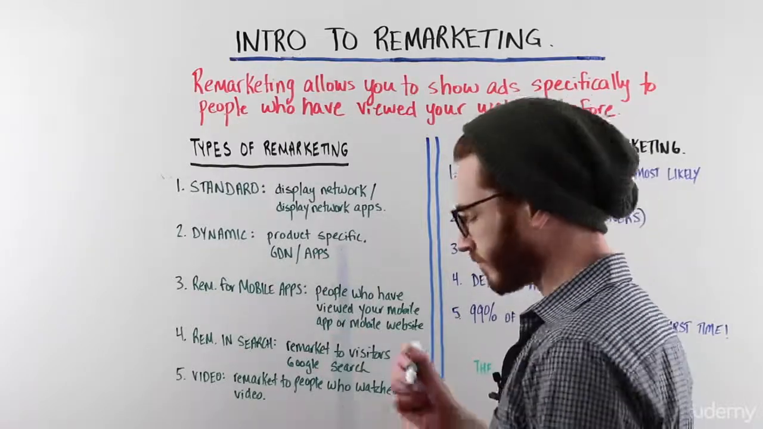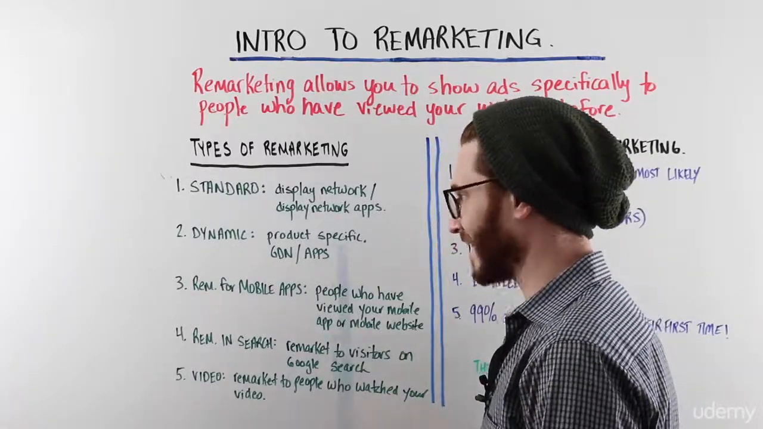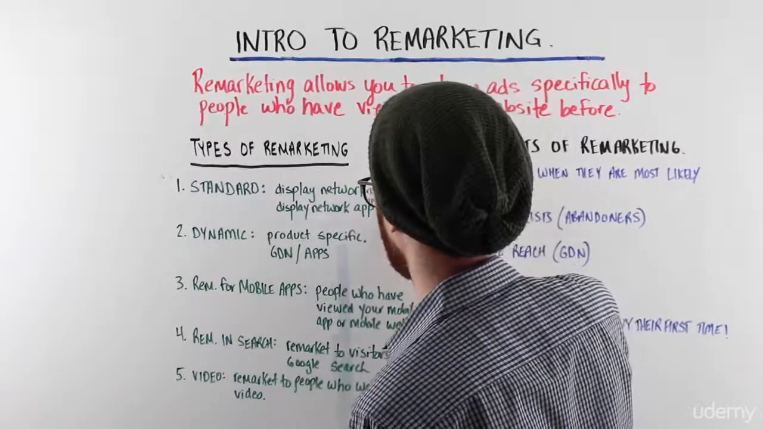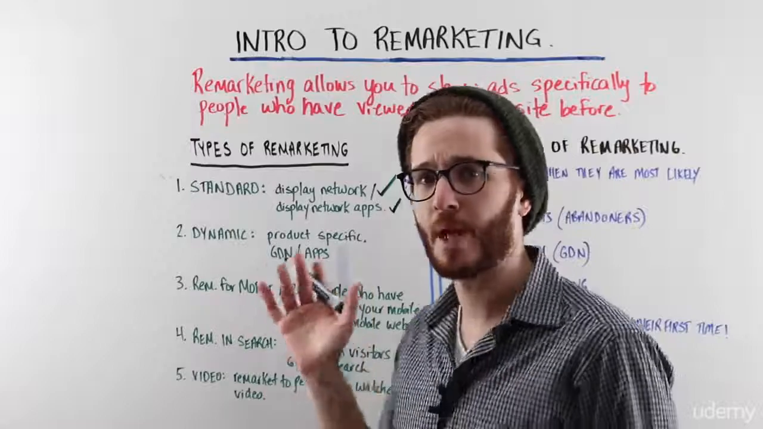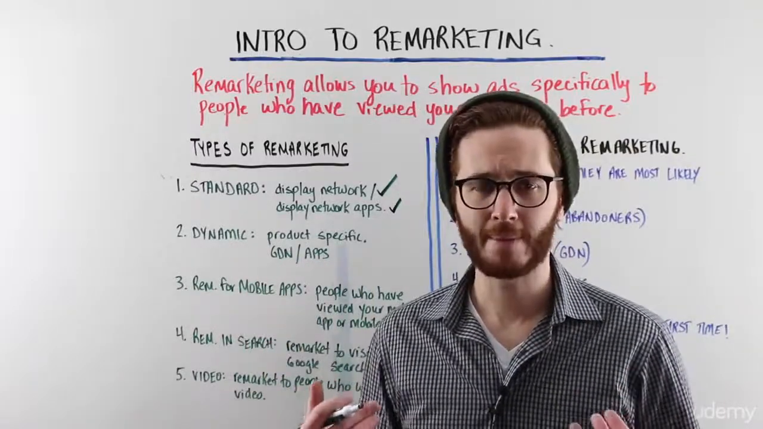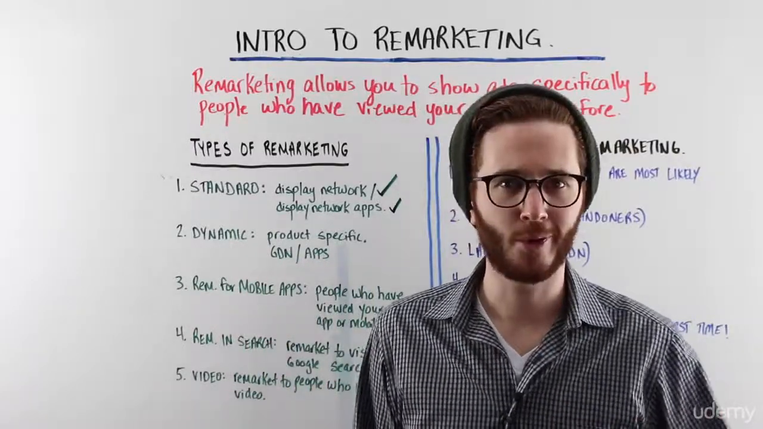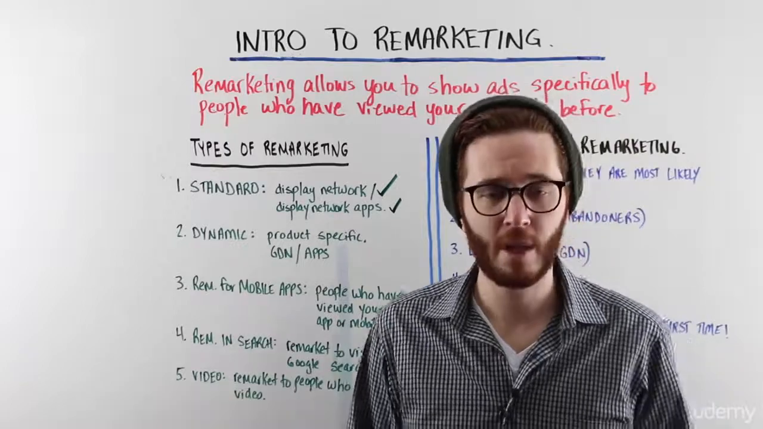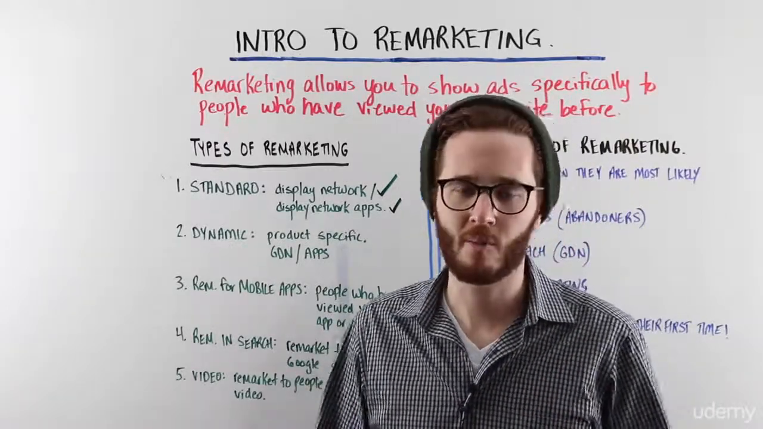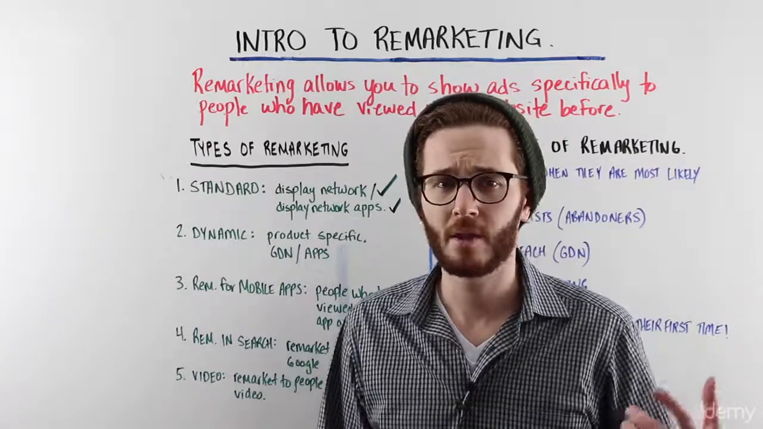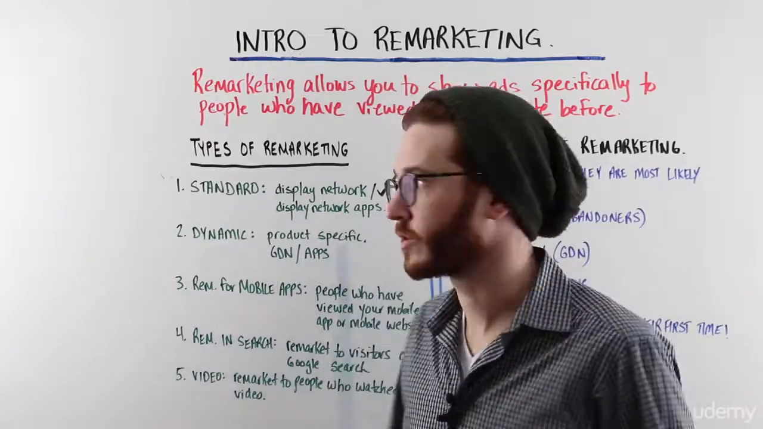And I could also choose to show those ads on Display Network mobile apps or web apps. So that's what standard remarketing is. It's the most popular form of remarketing. You came to my website, now I want to show you ads on the Google Display Network as you continue to browse the web. That is the essence of remarketing. It's the most standard, most popular form of remarketing, and it's really going to be the type of remarketing that you're most likely going to use.